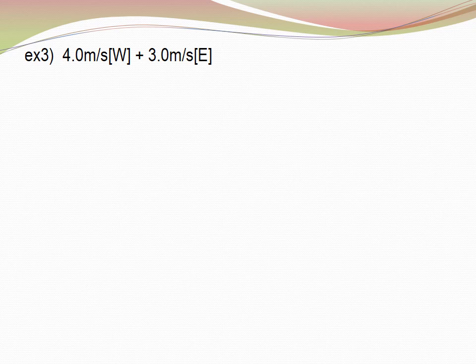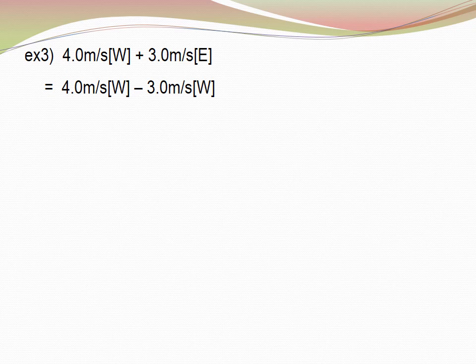Now let's say I am paddling 4 meters per second west, but the current is pushing 3.0 meters per second east. Before I can add these two vectors, I will have to make sure that they are going the same direction. So typically I'll take a look to see which one is winning. And I see west is stronger than east. So I'm going to switch them both to west. So 4.0 meters per second west will remain 4.0 meters per second west. But the east will go from positive 3.0 to negative 3.0.